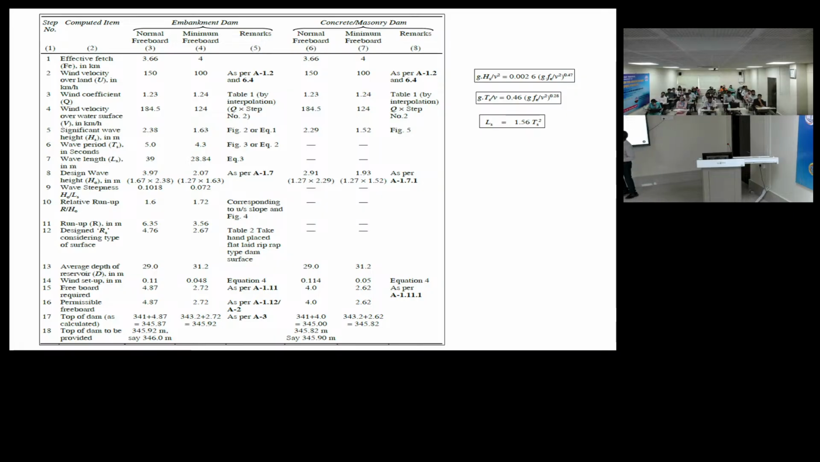So first you have to estimate the fetch and different wind speeds based on the location and simple calculations. So you will estimate the freeboard required at this step, and based on the freeboard just add this to our water levels. So that will be the top of the dam.